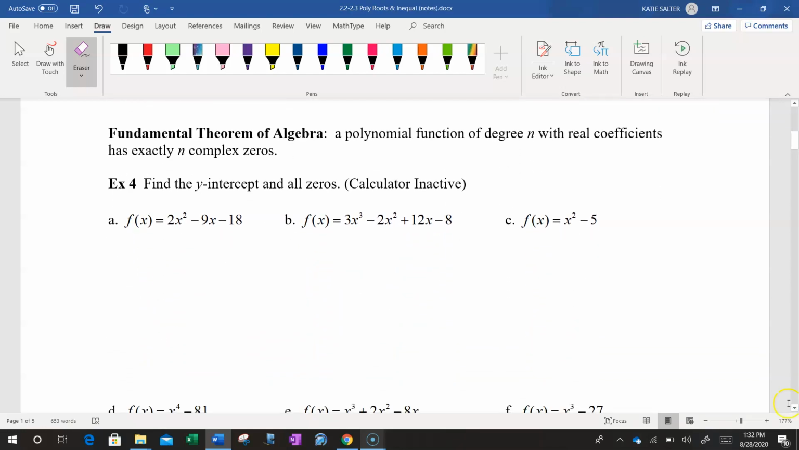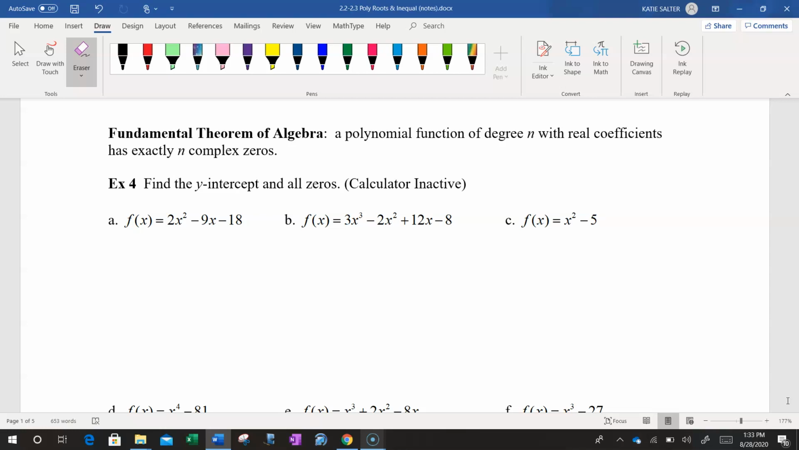Fundamental theorem of algebra: it tells us that a polynomial function of degree n with real coefficients has exactly n complex roots. That is really important, folks. Notice it says complex zeros. So if you have a degree of 3, it may be that you have 3 real zeros, or you might have 1 real zero and 2 imaginary zeros. Remember, if we have imaginary zeros, they always travel in pairs. So let's go ahead and get started.